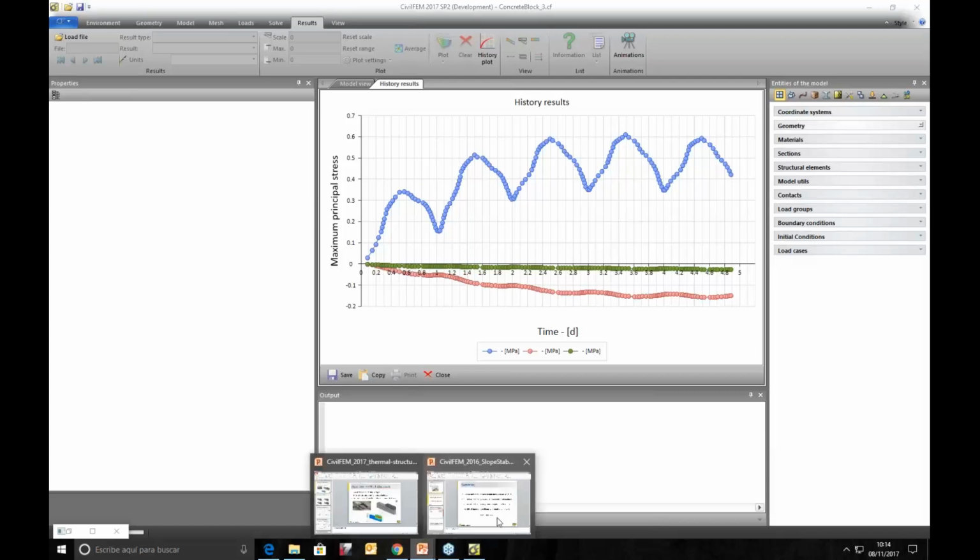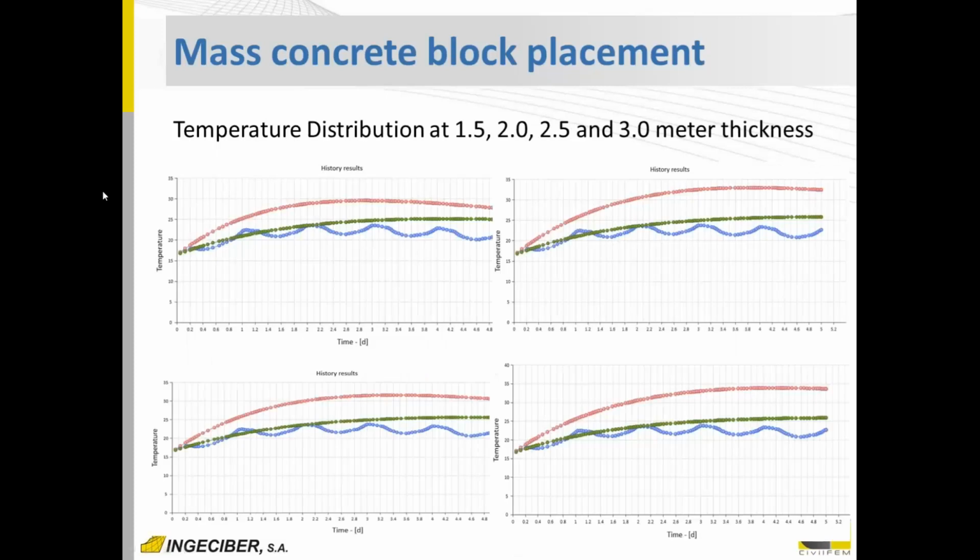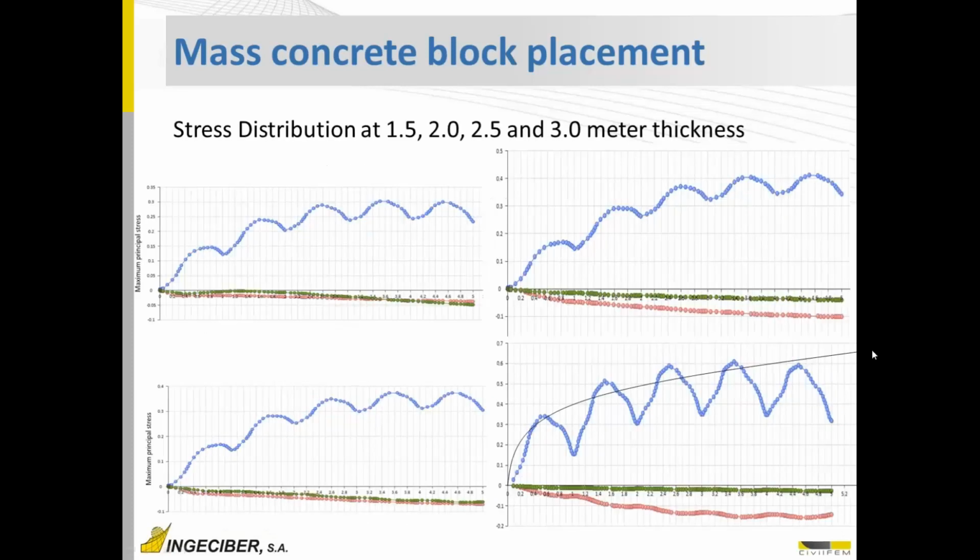If we go to the slides, we can see the comparison of these values between the different thicknesses. We have solved 1.5 meters, 2, 2.5, and 3 meters. So we can see here that in the first result, temperatures are reaching about 30 degrees. The second one is over 30, about 31, 32. The third one is about 33, and the fourth one is almost 35. So temperatures are a little bit higher, but let's see stresses.